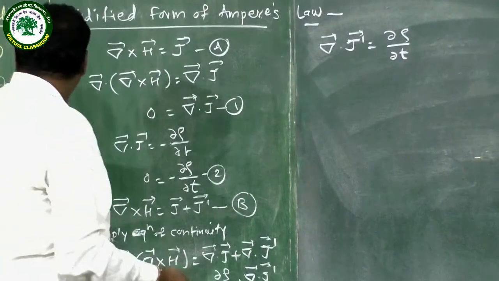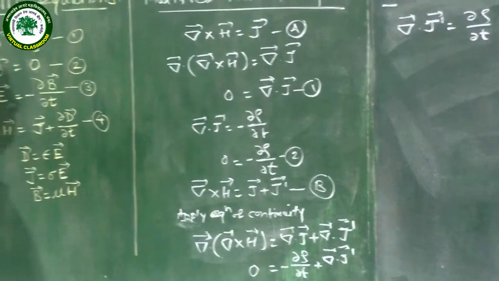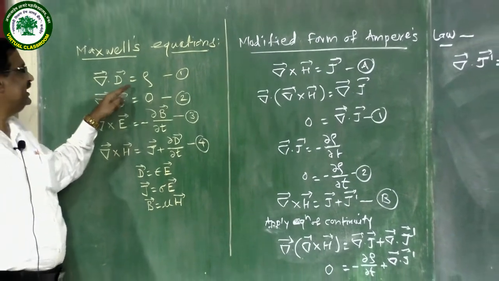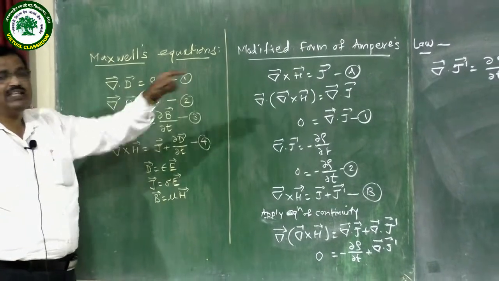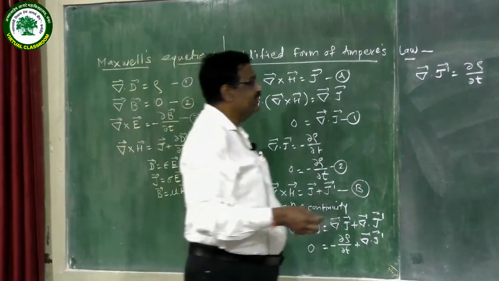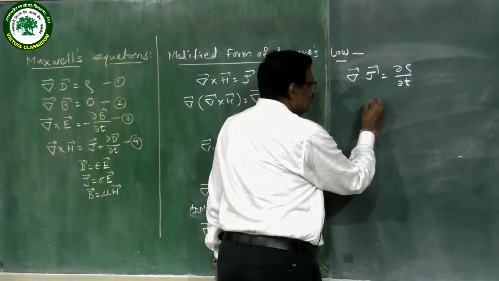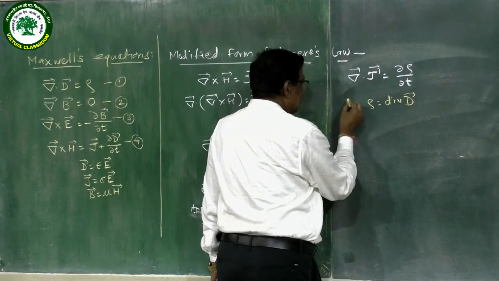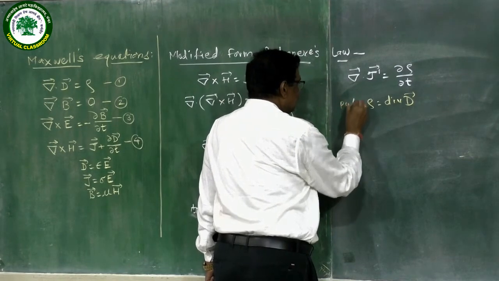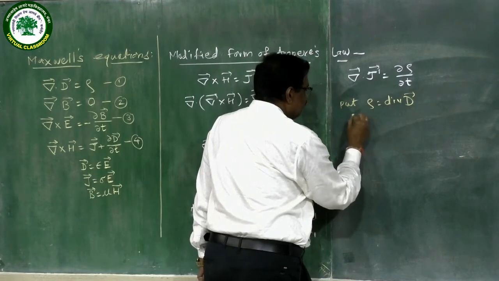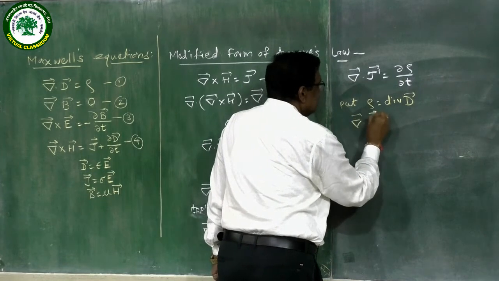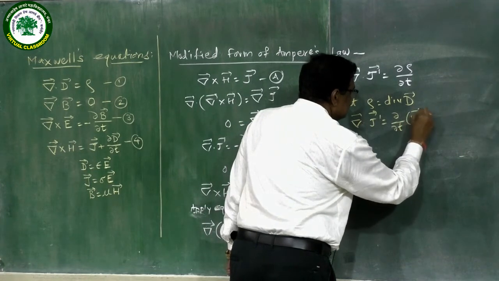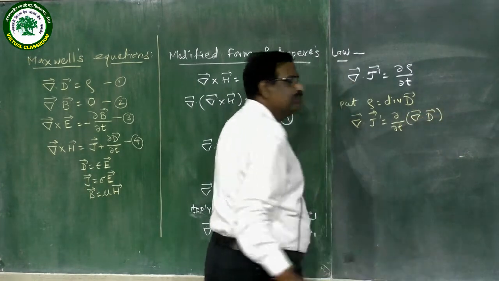Now according to the Maxwell equations, we already know that divergence of vector D equals ρ. So Maxwell's first equation is divergence of vector D equal to ρ. So we put the value of ρ in that equation, and the equation should be rewritten. So what we get is divergence of J dash is equal to ∂/∂t of the divergence of vector D.